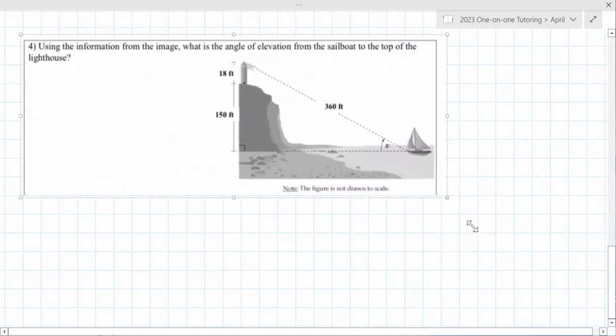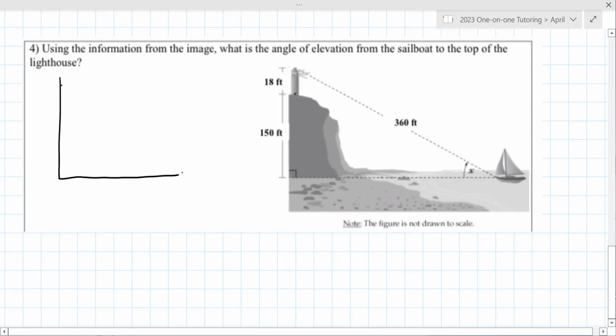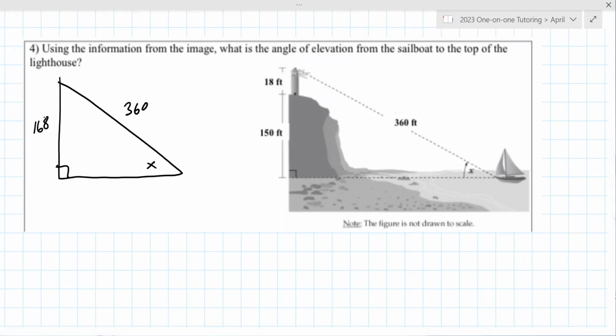Using the information from the image, what is the angle of elevation? They want X from the sailboat to the top of the lighthouse. Again, it might be good to draw a separate triangle. This is X. The hypotenuse is 360, and the height is the sum of those, 168. So this time you will not be using tangent, you will be using a different trig function. Which one makes sense to use here?